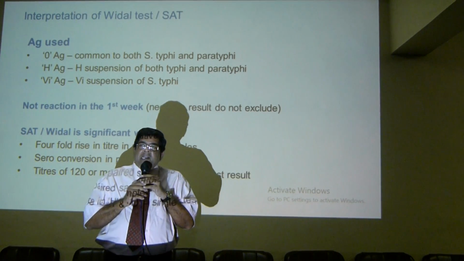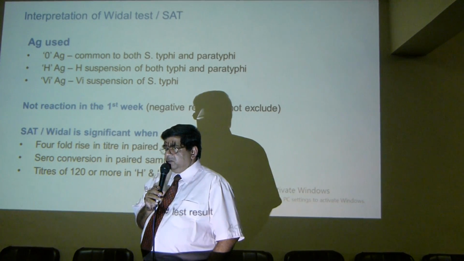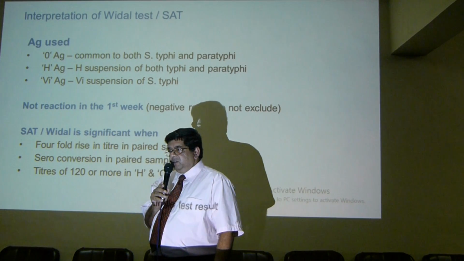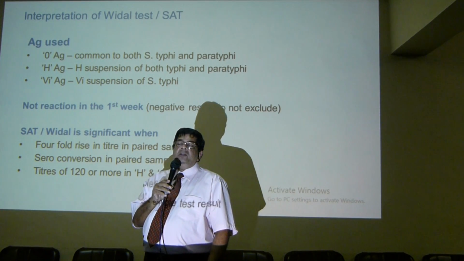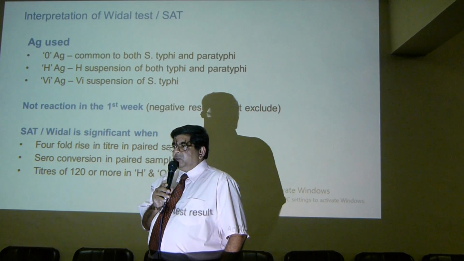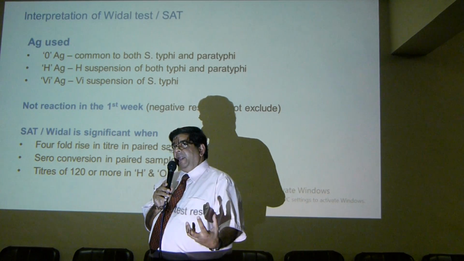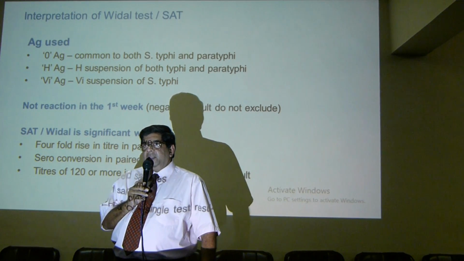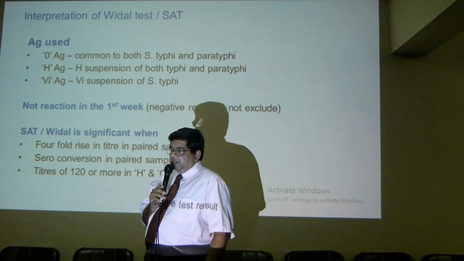So what are the antigens that we use in the interpretation of the Vidal test? We said initially that there are three types of antigens: the somatic antigen, the flagella antigen, and the capsular antigen. The somatic antigen is common to both Salmonella typhi and paratyphi. So therefore we will look for antibodies against the somatic antigen, but we may not be able to say exactly whether it is Salmonella typhi or paratyphi.